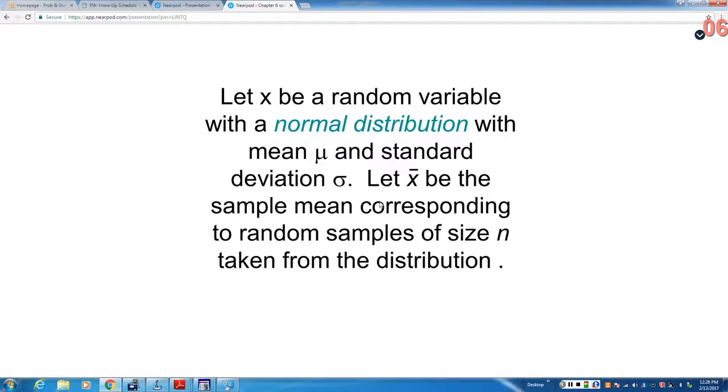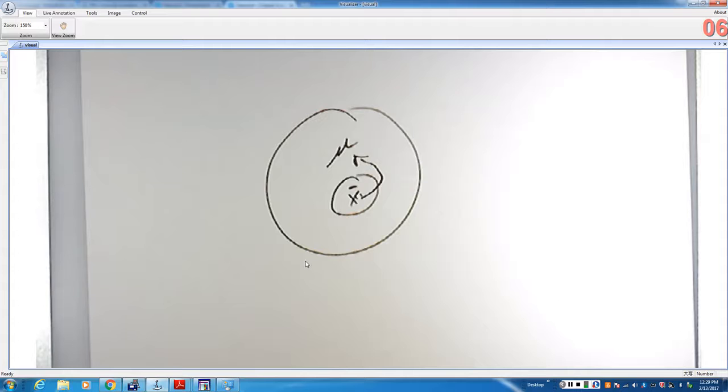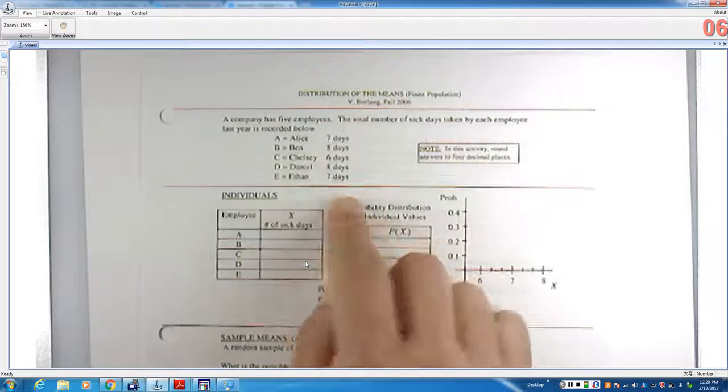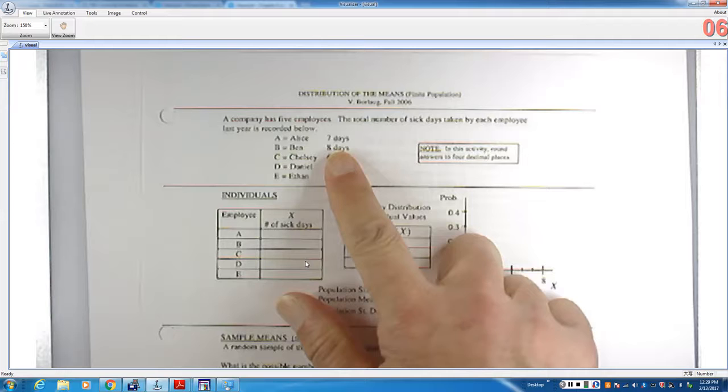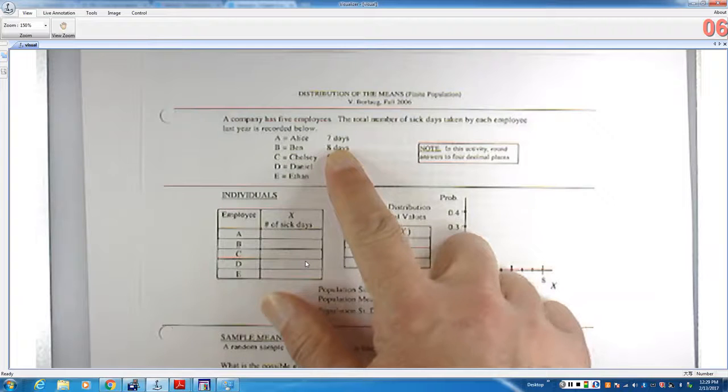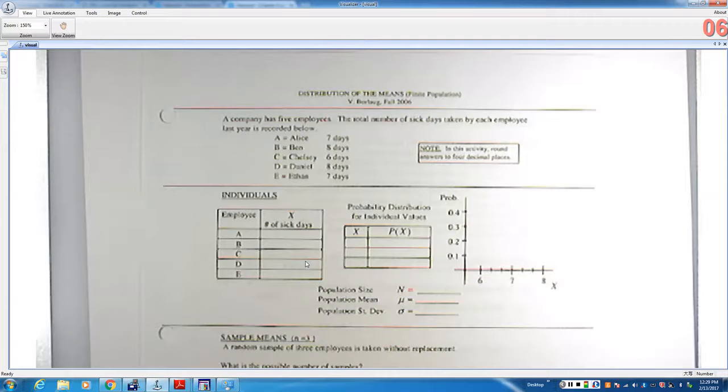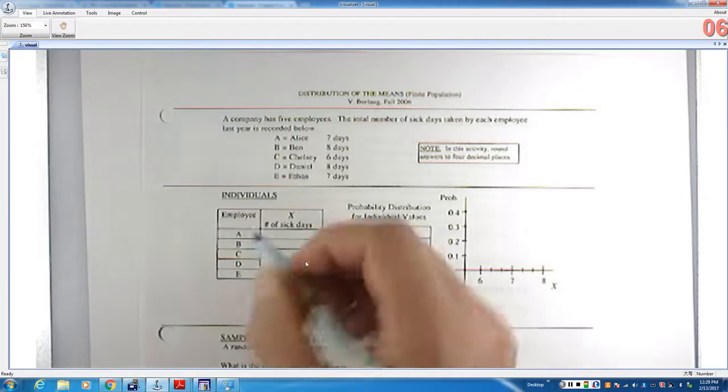Okay, so what we're going to be doing here, let's look at the first part of it. Okay, and I'll do this with you, sort of. Now, what you need to do here is this. You've got these people, and the total number of sick days taken by each employee last year is recorded below. So what I have to do is record what each one had.